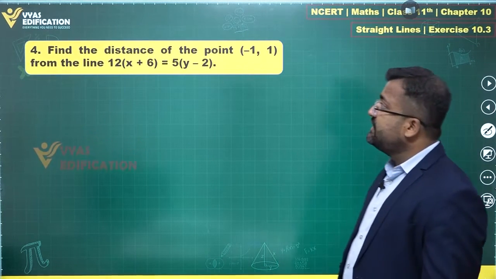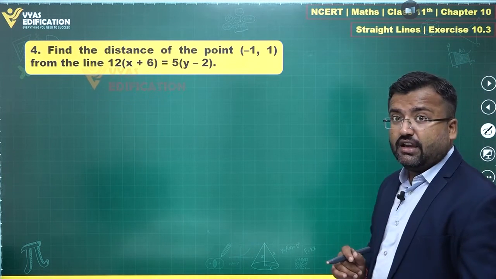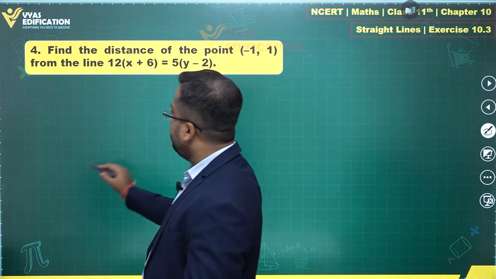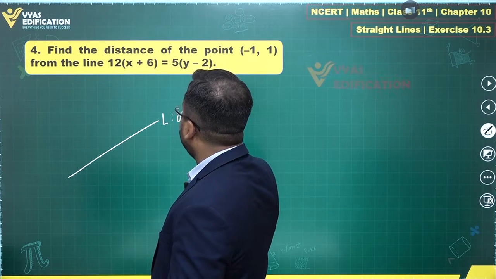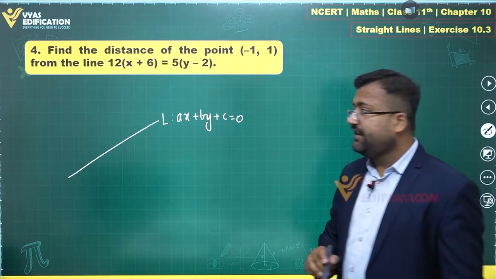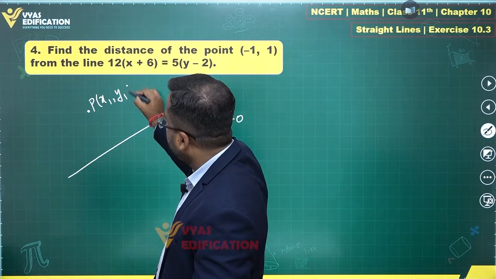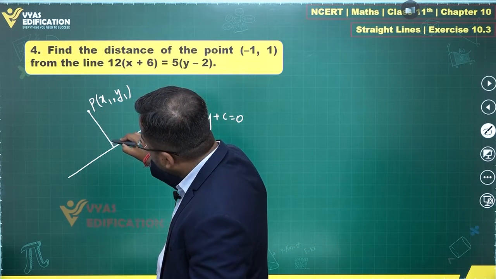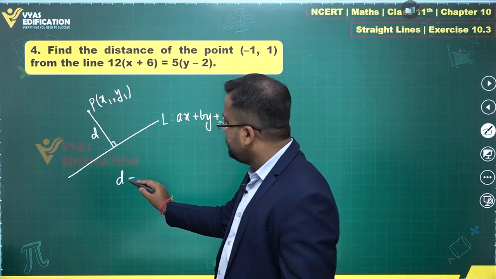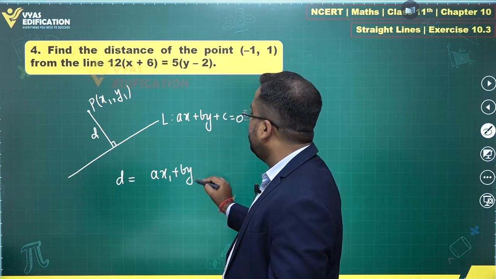The fourth question says, find the distance of the point minus 1 comma 1 from the line given. Very interesting. Do you recall the formula for the distance of a line from some particular point? If this is line L in the form ax plus by plus c is equal to 0, and this is some point P (x1, y1), then we are interested in this perpendicular distance. This perpendicular distance d is equal to what? It is simply, substitute this point in this line, we get ax1 plus by1 plus c.